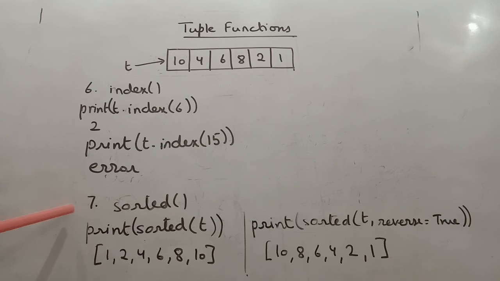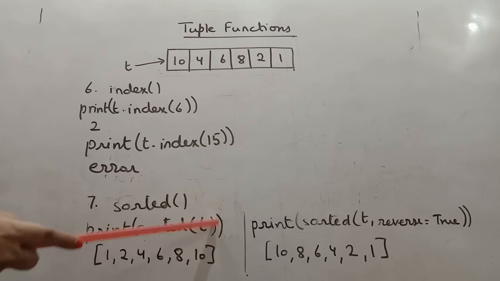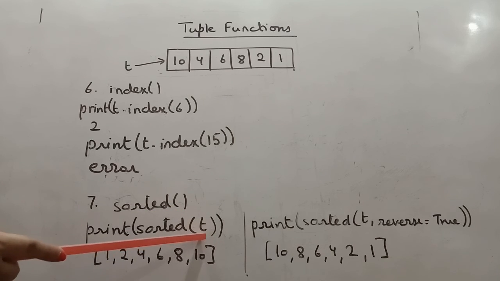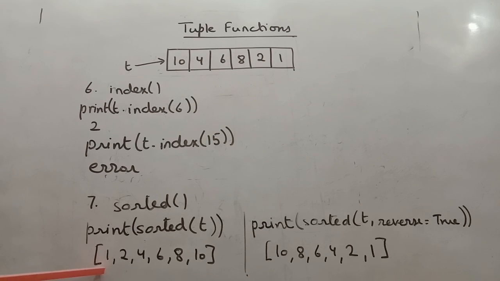The next function is your sorted function. Sorted function simply sorts the elements of the given tuple and returns you the answer in the form of a list. If you simply use sorted function without any other argument, where one argument is your tuple and you have not provided any second argument, then it is going to provide you the ascending order sorted list, right? As you can see, the tuple is sorted in ascending order.